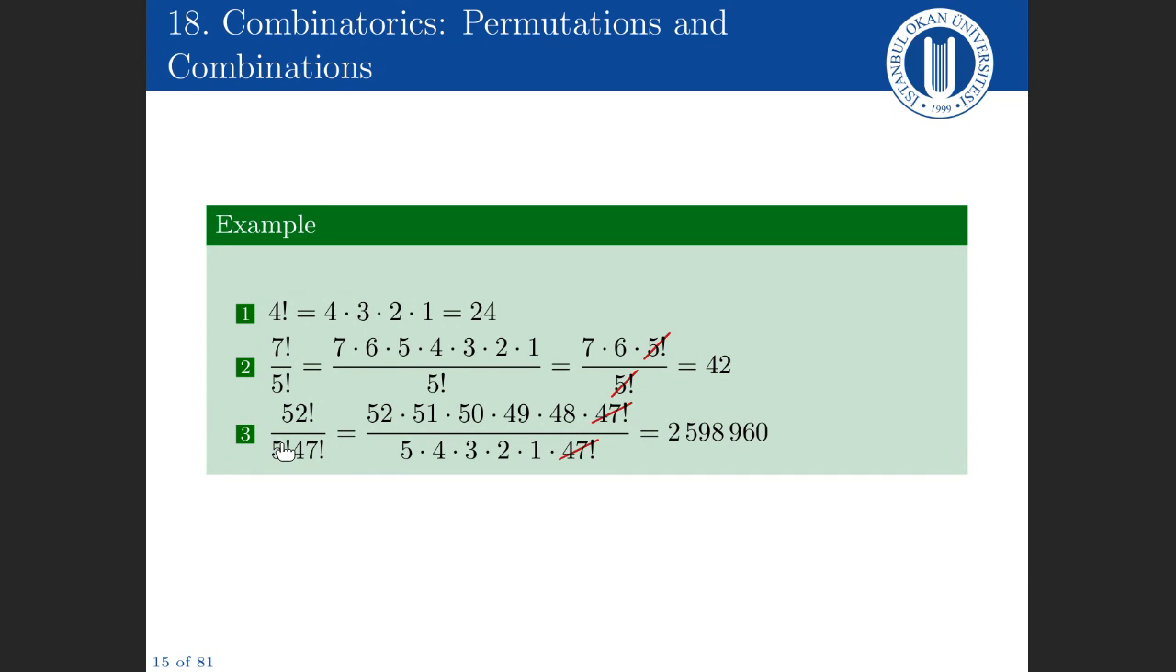Or we're going to be calculating things such as 52 factorial divided by 5 factorial times 47 factorial. And you can check if we calculate this, we get 2,598,960.